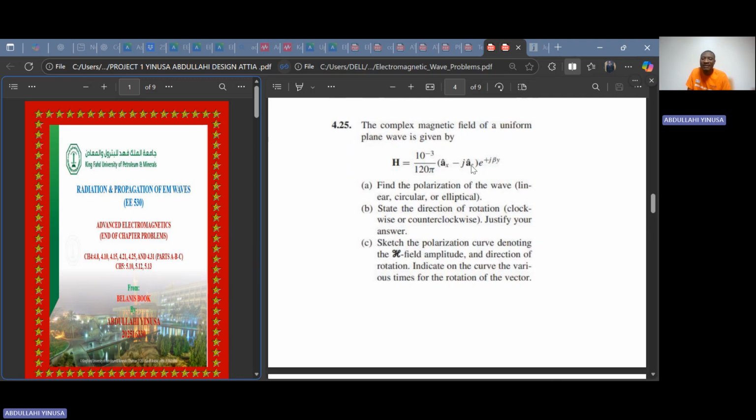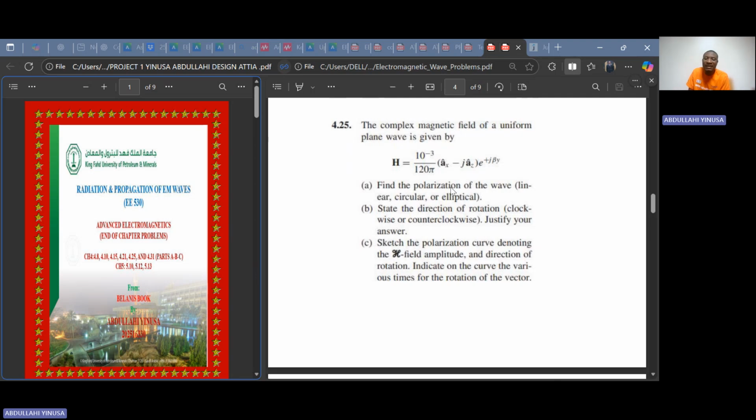Ax has a phase of minus 90 degrees. This has that of what? That of 0. It means Ax is leading Az by 90 degrees.